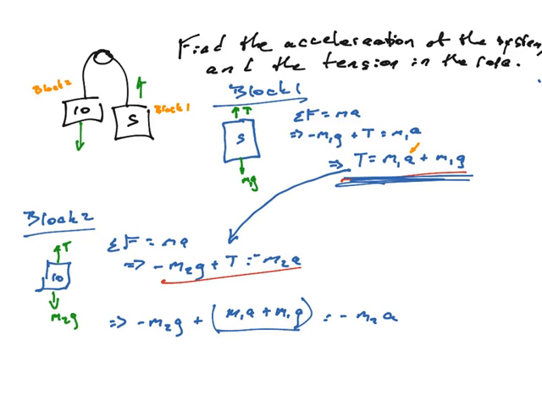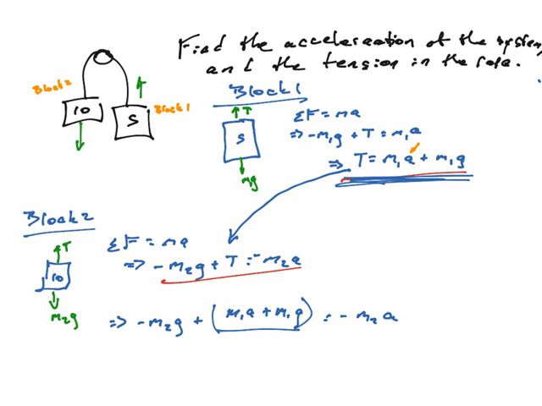Now look at this equation. Is this equation solvable? Well, ask yourself, how many unknowns are in this equation? Do I know what m2 is? Yes, m2 is 10 kilograms. Do I know what g is? Of course, g is 9.8. Do I know what m1 is? Yeah, m1 is 5 kilograms. Do I know what a is? No, a is unknown. But that's the only unknown in this equation. So here I have a single equation with only one unknown in it. This is a solvable problem.